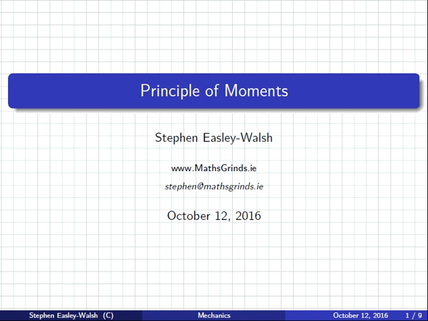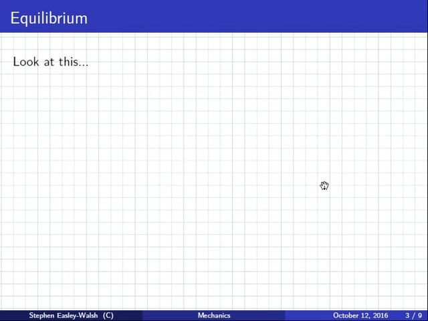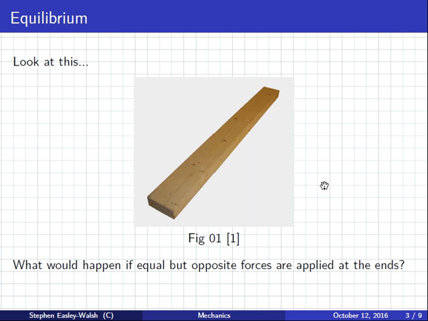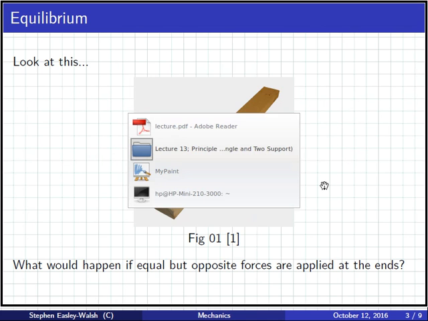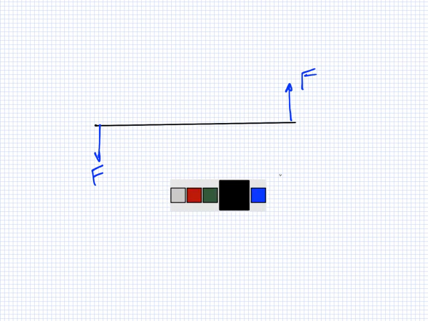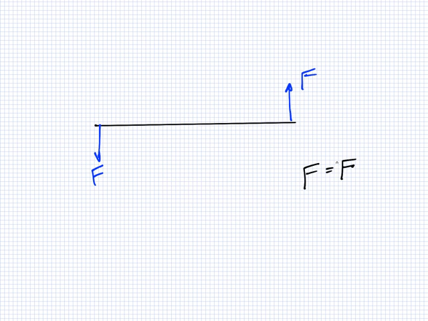Okay, alright. Okay, did you write that down, principle of moments? Yeah. Okay, so, have a look at this picture here. What would happen if equal but opposite forces are applied at the ends? So, let's imagine here is our piece of wood, and we have a force here, and a force here. What will happen? Nothing. It seems like nothing, doesn't it? Because the F equals the F. So it seems like that should cancel that and nothing happens. Not true though. Yeah, what will happen is it will start to turn.